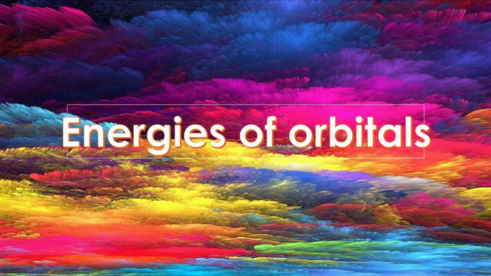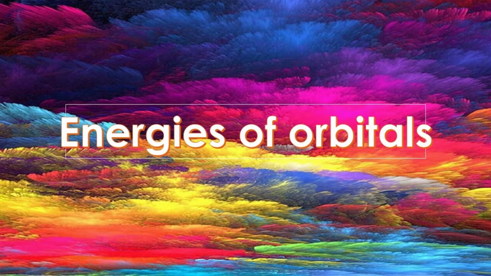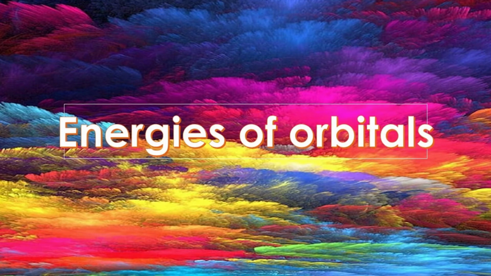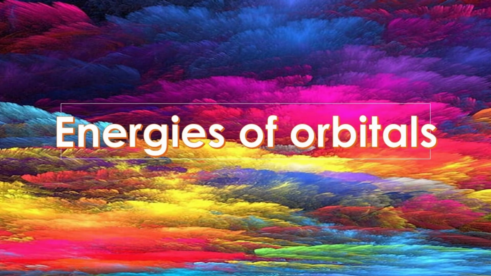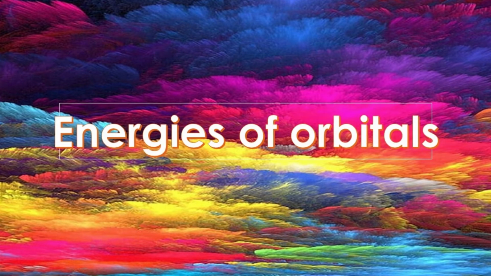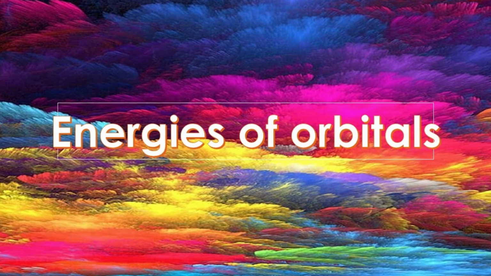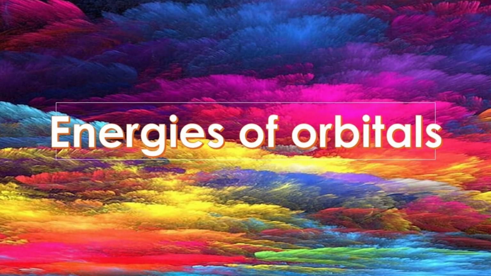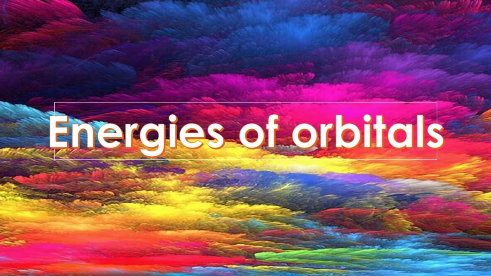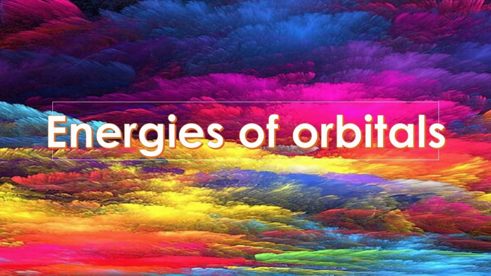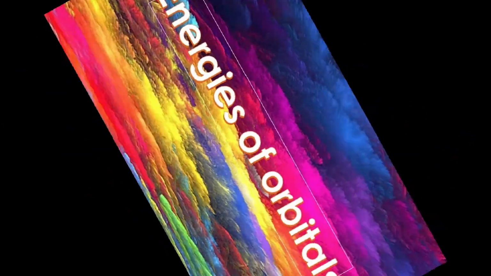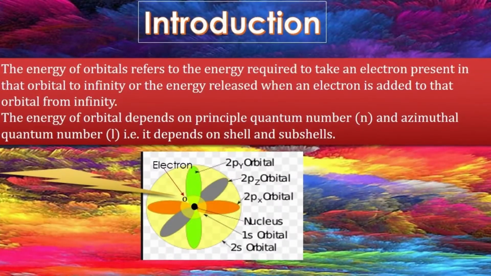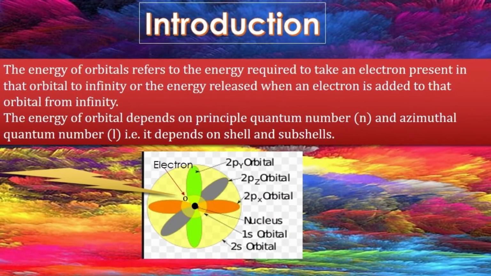Good morning, children. If you take an electron, they are negatively charged and each electron has its own energy. The energy of an electron defines in which orbit it will be in. In this topic, we will learn about the energies of orbitals, factors affecting them and a lot more. First, let's see what we mean by energy of orbitals.